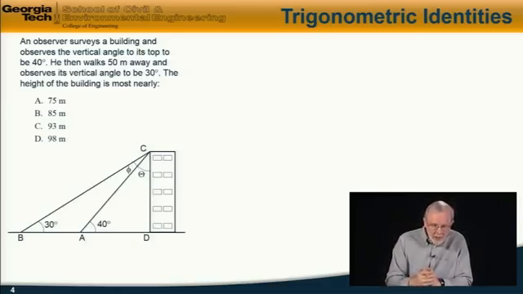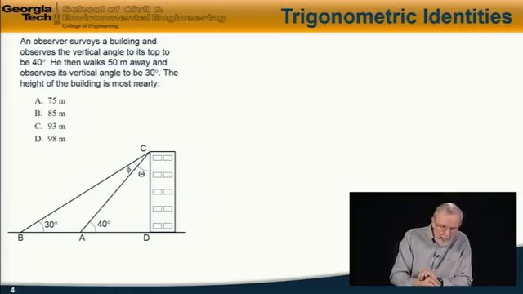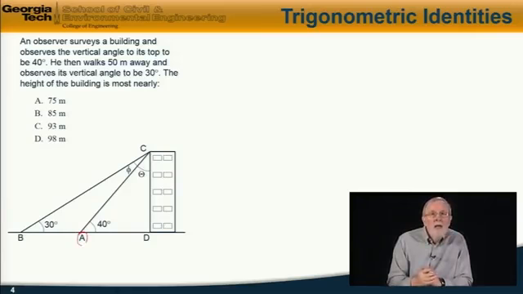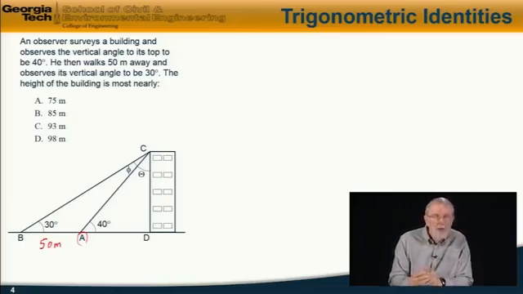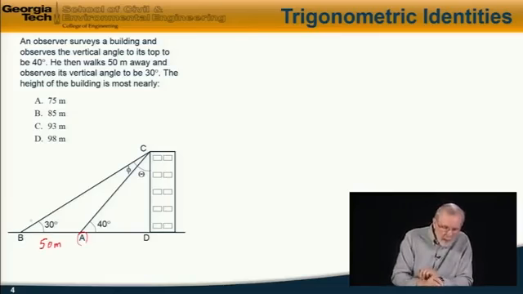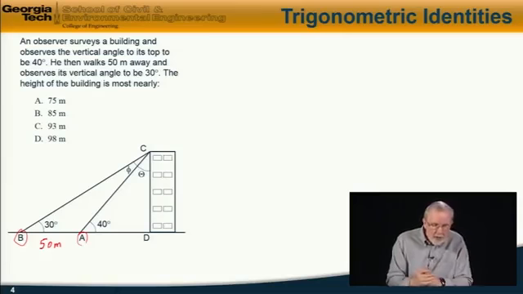So here's a sketch. So we have the building, and here is the first observation point, which I'll label A. And he observes that the angle to the top of the building is 40 degrees. Then he walks 50 meters away, so this distance is 50 meters, to the point B, where he observes that the angle is 30 degrees. And the question is, how high is the building? In other words, the height CD in those triangles.